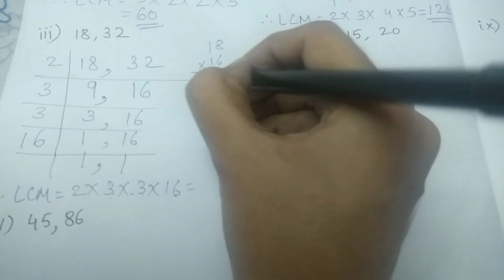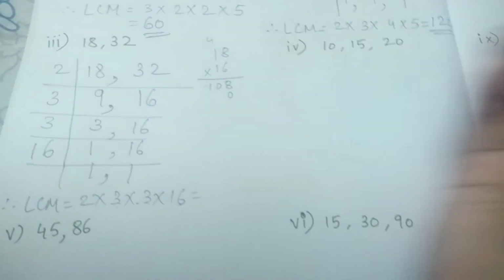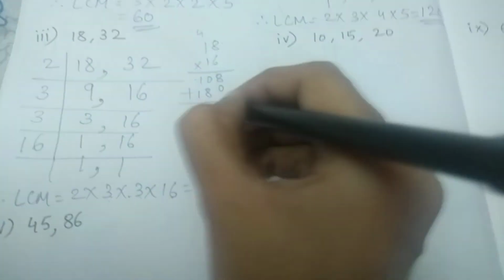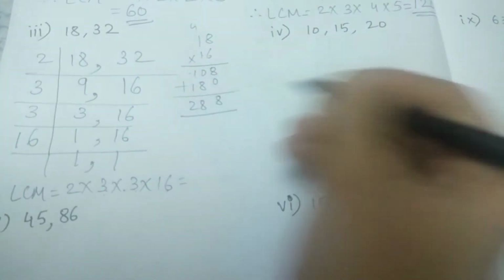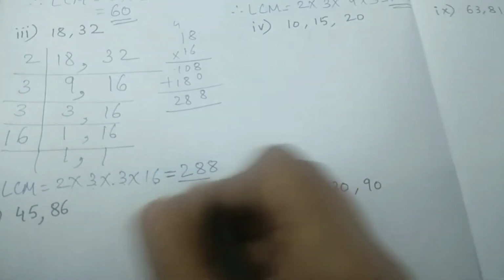6 8s are 48, 6 1s are 6 plus 4 is 10. 1 8s are 8, 1 1s are 1. 288. Our answer is 288.